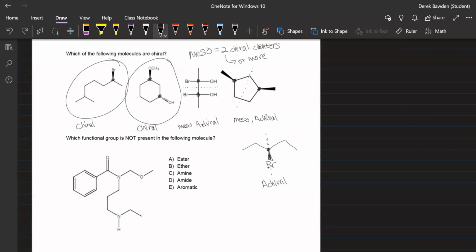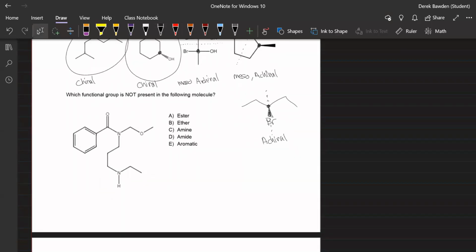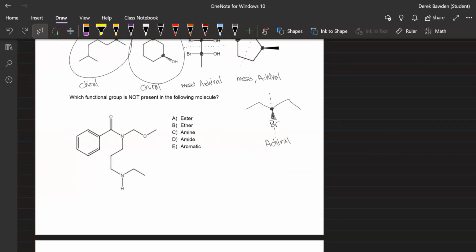We okay? Julio. Which functional group is not present in the following molecule? So what I'd like to do is go through and label all the functional groups that we see, and then whichever one isn't there, we'll choose that, okay? So people, you can put it in the chat or you can unmute yourself. What groups do we see? Aromatic's pretty obvious one. First one. And then there's the amine and the amide.